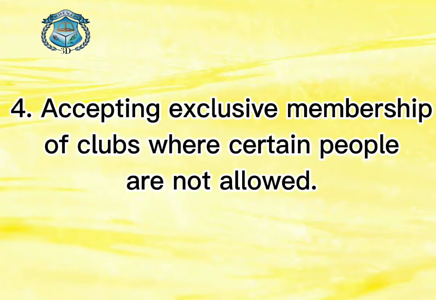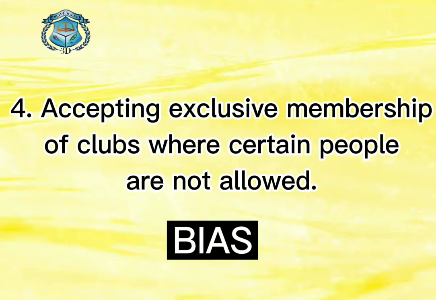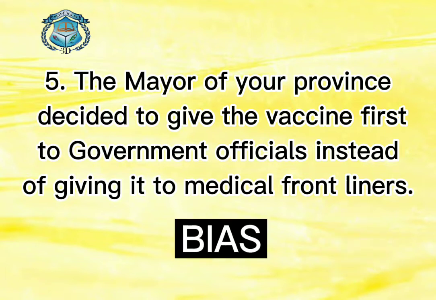Number 4, accepting exclusive membership of clubs where certain people are not allowed. The answer is bias. Amazing! Number 5, the mayor of your province decided to give the vaccine first to government officials instead of giving it to medical frontliners. The answer is bias. You got it right.